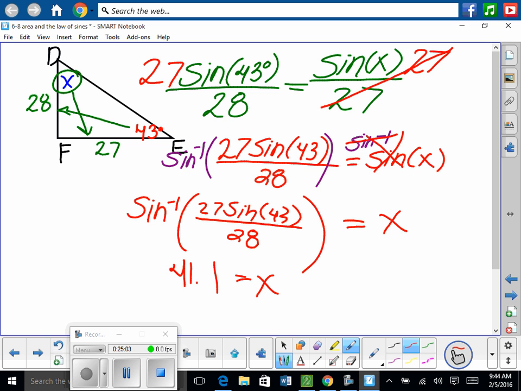So our angle is 41.1 degrees. Now your picture should make sense. Isn't this my smaller angle? Was that my smaller side? Yep. Is this my little bit bigger angle? A little bit bigger of a side. Okay, so your picture should make sense. Does everybody see how to do that? Do you need one more like that and then I'll let you work?